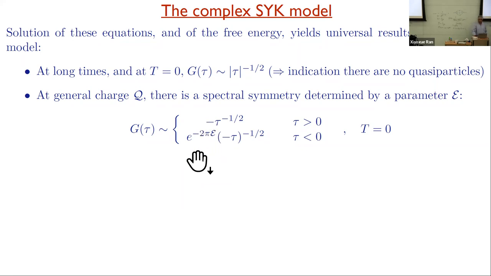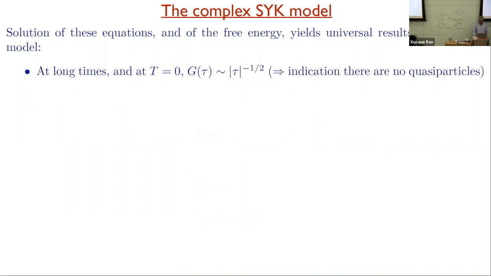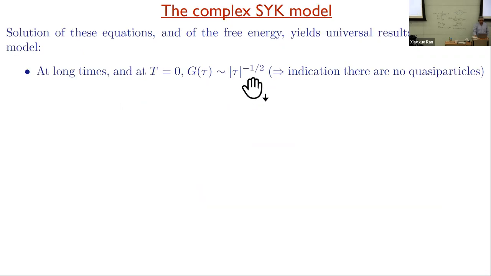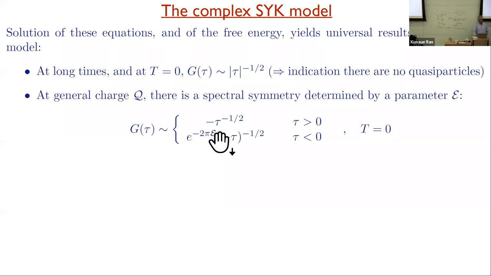Now what determines the particle-hole asymmetry microscopically is the value of Q. It's Q minus 1/2. If Q is 1/2, then E would be 0, because particles and holes would be the same. So there should be some relation between the UV parameter Q and the infrared parameter E.